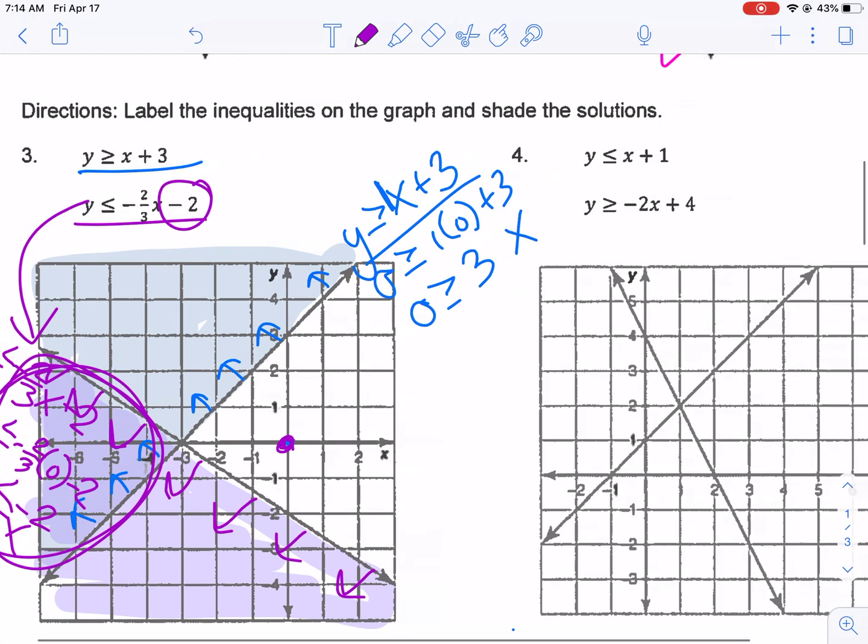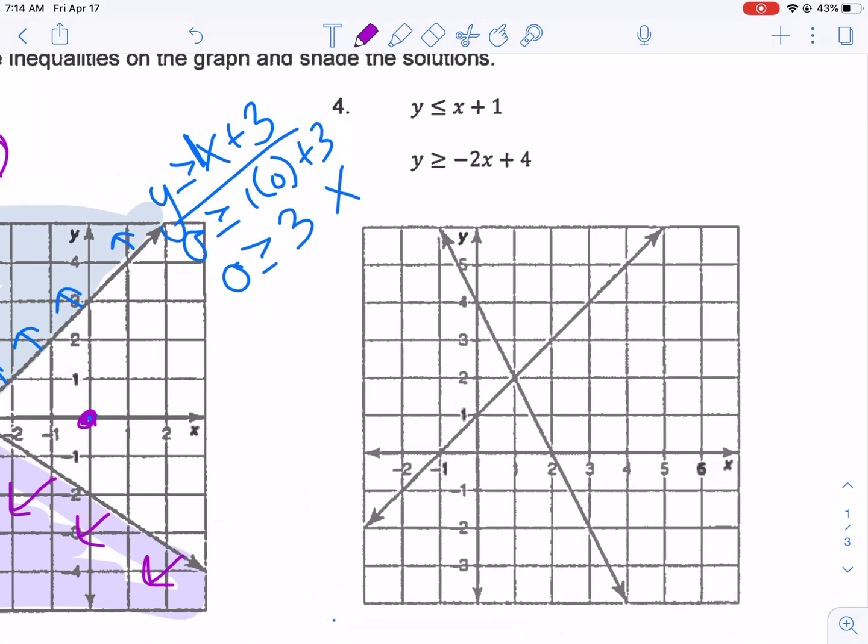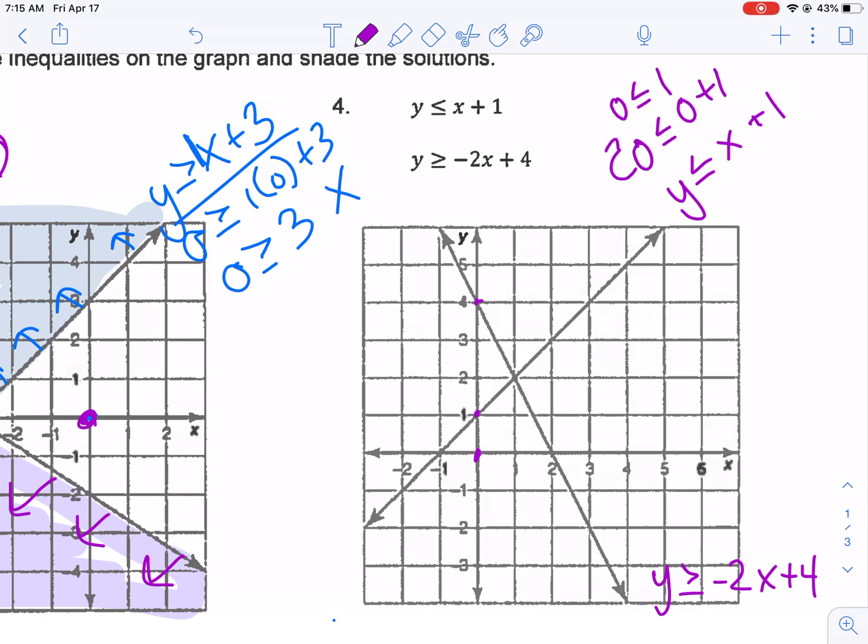All right, let's take a look at number 4. Once again, lines are already graphed. Hopefully you've identified which inequality is which. This one is the first one because of the positive slope and the y-intercept of 1. And this is the second one because of the negative slope and the y-intercept of 4. Okay, I can test the point 0, 0. 0 is greater than or equal to 0 plus 1. I'm just working my way up. 0 is less than or equal to 1.